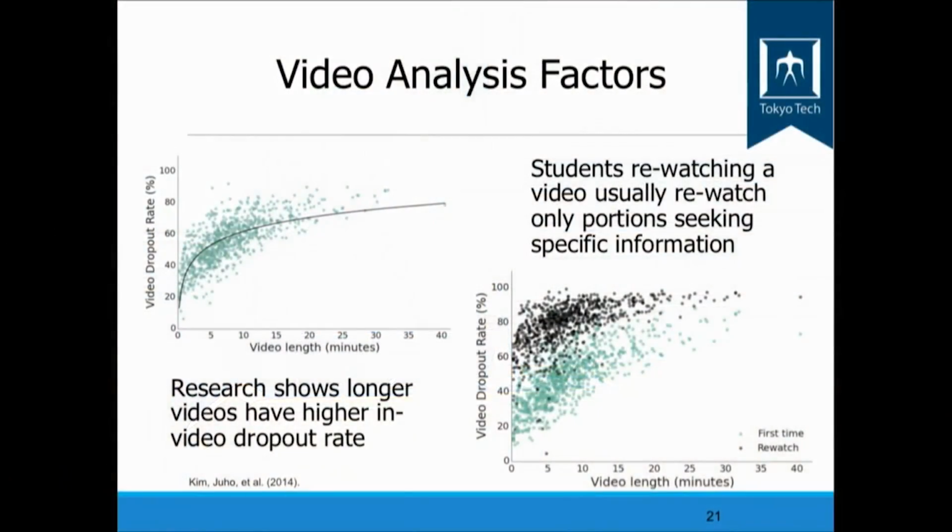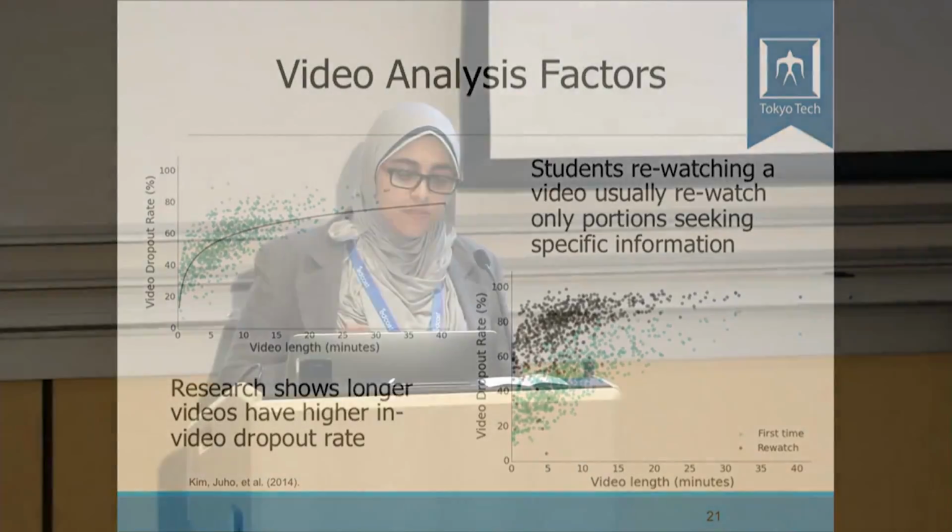It's whether the student is watching the video for the first time, or rewatching to gain specific information. This graph is also from this paper. The one here on the left side shows the video length versus the in-video dropout rate. As you can see, the longer the video, the higher the dropout rate. I think edX said that the optimal video length is 10 minutes, but as you can see from this graph, even at 10 minutes we have a dropout rate of 60%. So even if it's 10 minutes, people will most probably drop out of the video.